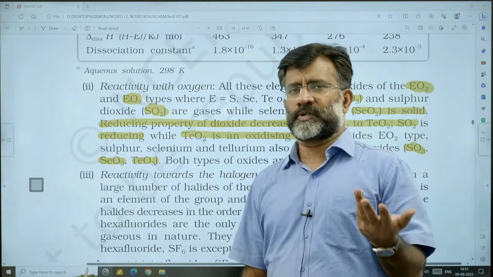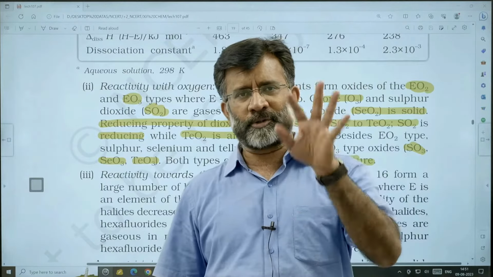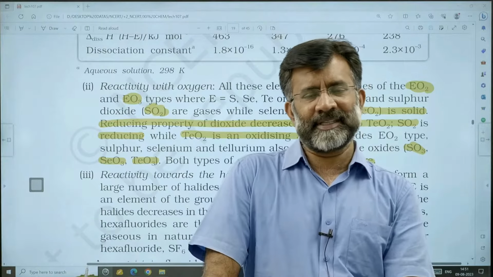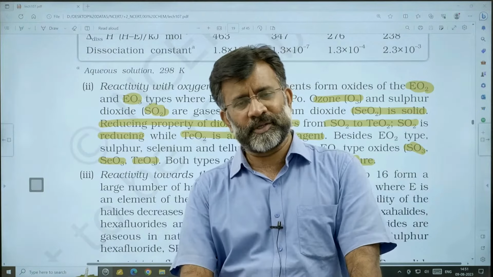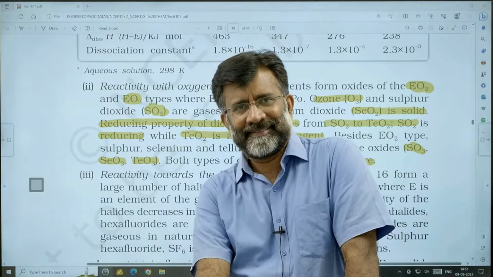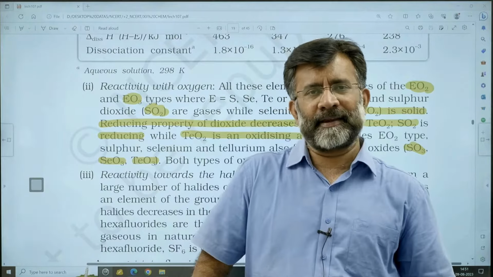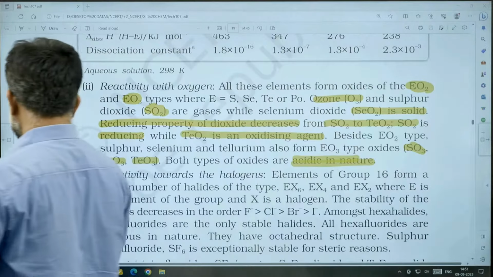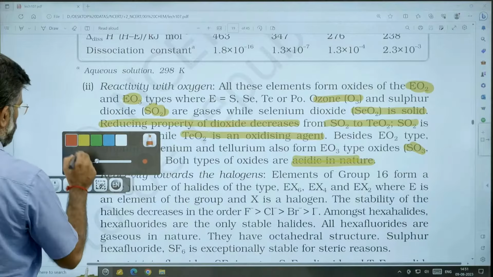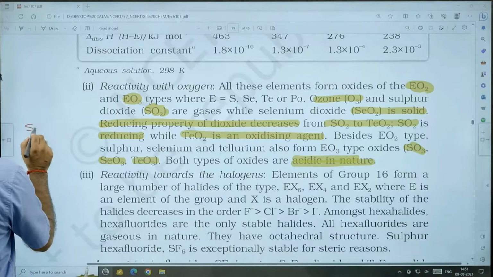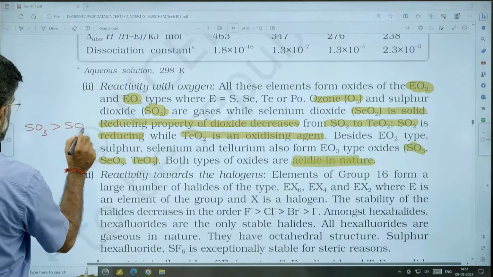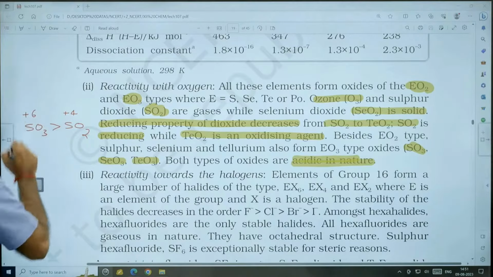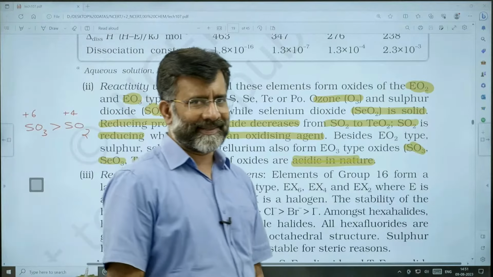Which is more acidic, SO2 or SO3? Both are acidic, but it is SO3. Greater the oxidation number, greater the acidic character. So SO3 will be more acidic than SO2. It in fact depends on the oxidation number.